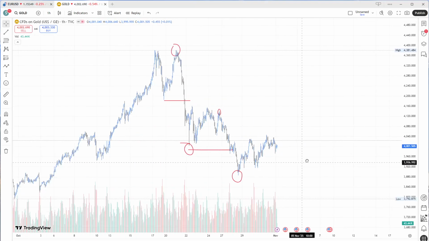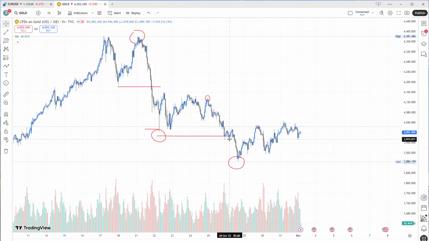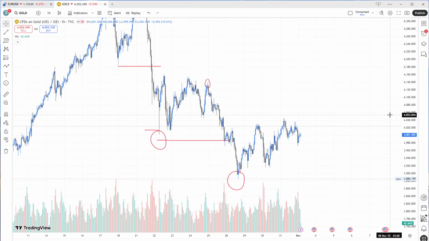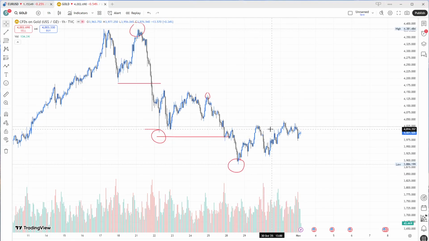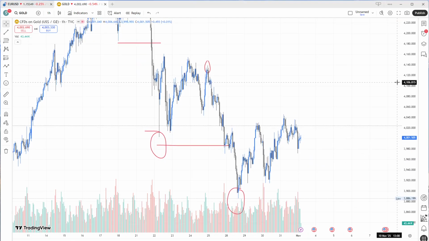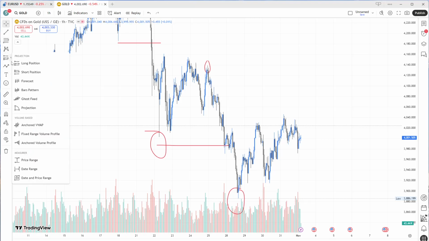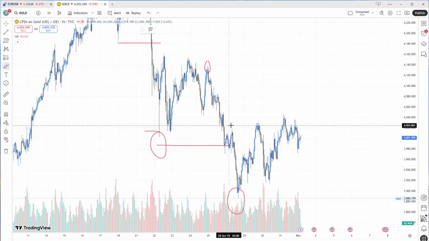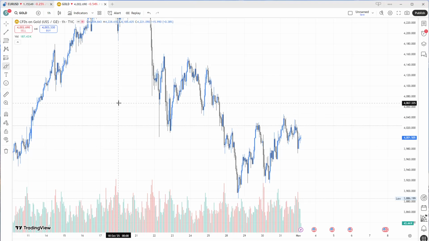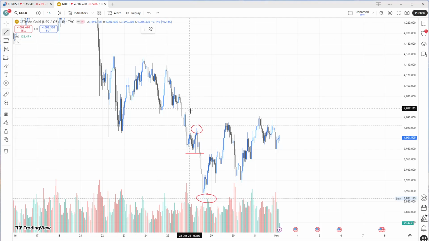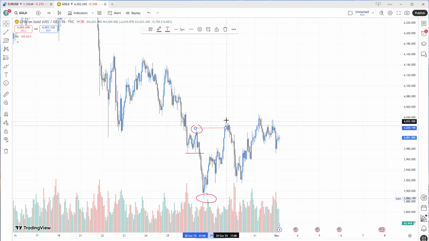right? But notice something here within this range. We do have a shift, right? After this range, we do have a shift. So technically, we have this high that created this low, right? Let me go back so you guys can see it clearly. So we did have this break, right? So this high created this low. But what we also are seeing is that this is broken, right?